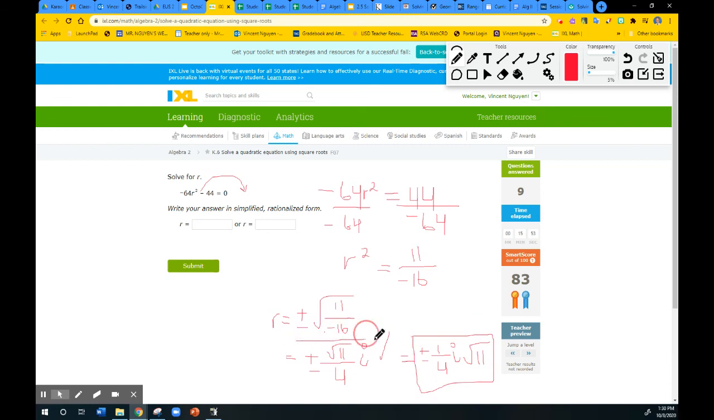Now, I am going to try putting it in this way to see if IXL actually accepts that, right? Because it is correct, it's not wrong. So we're going to try it the first way, okay? So we're going to do the positive version, so it's a fraction, and on top is the square root of 11. On the bottom is a 4. This is actually faster to write. And then there's an i there. And then the minus version, so negative, fraction, square root of 11 over 4, and then an i at the end.